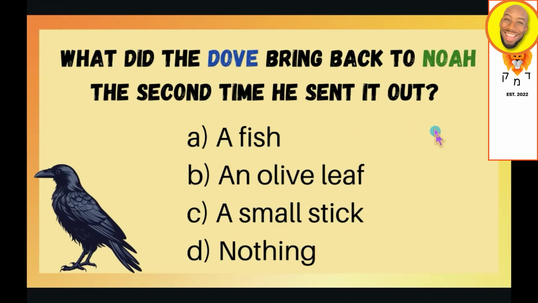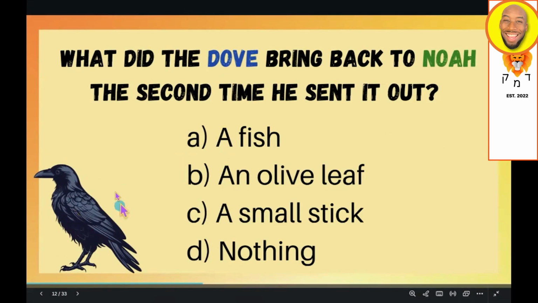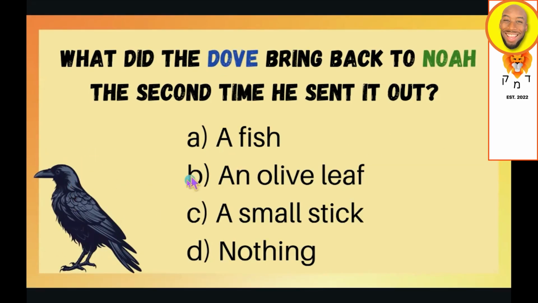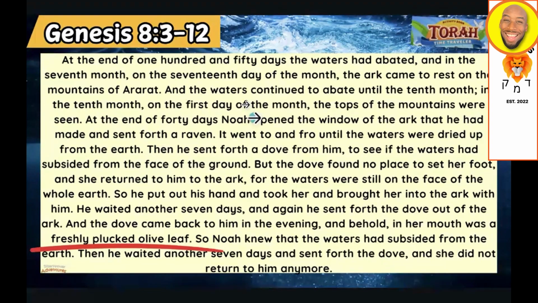All right. And I also put this raven here just as a reminder. The raven was sent first. That was the first bird that was sent out. Ravens don't get a good rap in history, but biblically, they're used a lot in scripture. So Genesis chapter 8, verse 3 through 12.